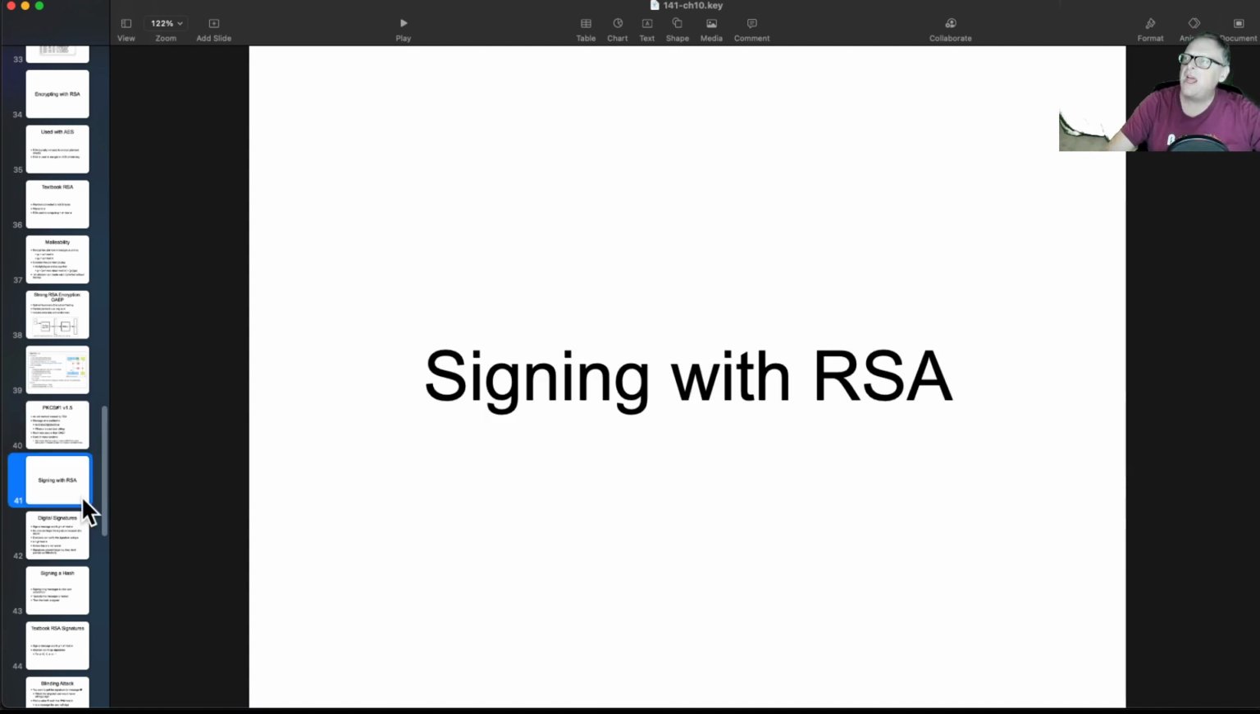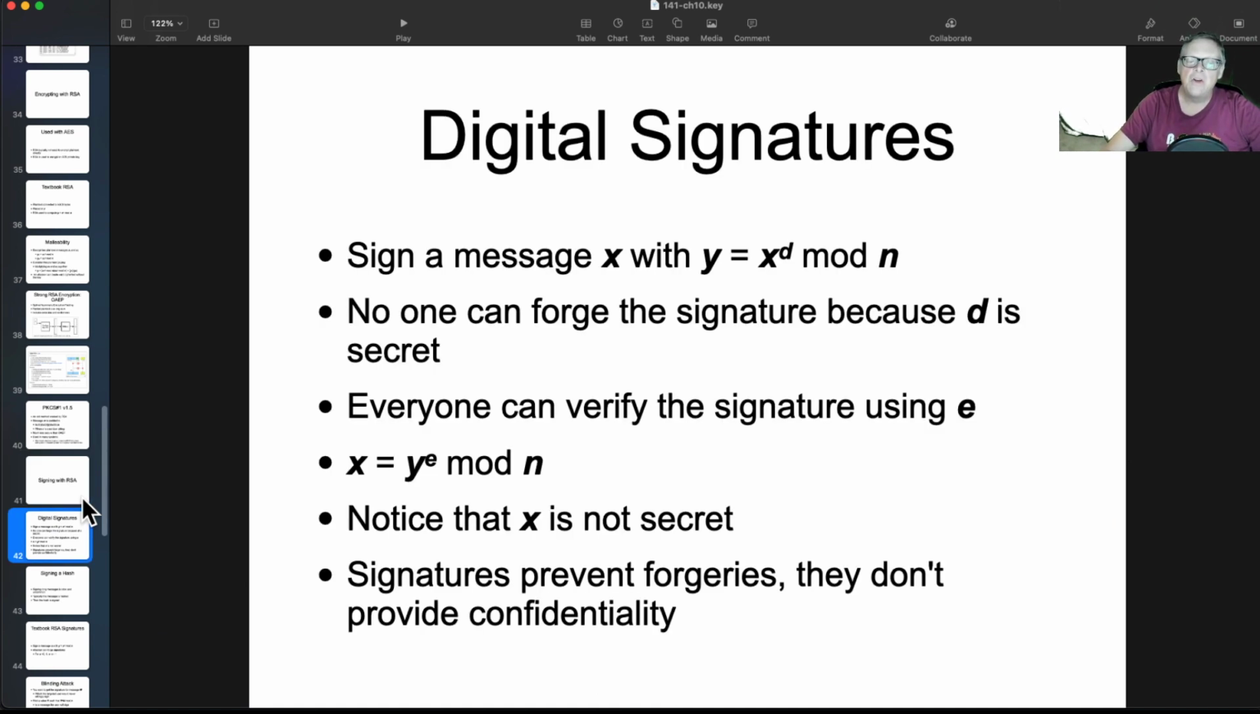All right, so that is encryption with RSA, to transmit a secret over a network. Now we're going to talk about signing. You can sign a message X with X to the D mod N. So you use your decryption key, not the encryption key, but nobody else knows D, so anybody can verify it using E. If they take the signature to the E mod N, they'll get the original plaintext.